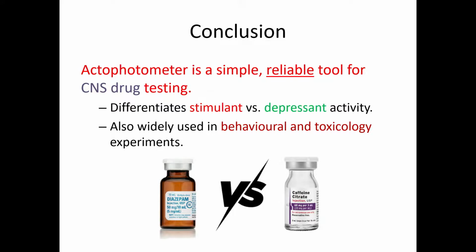So now the conclusion: the actophotometer is a simple, reliable tool for CNS drug testing. It easily differentiates stimulant and depressant activity of a drug, and is also widely used in behavioral and toxicological experiments.